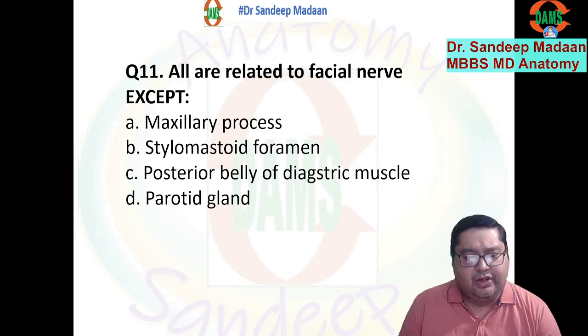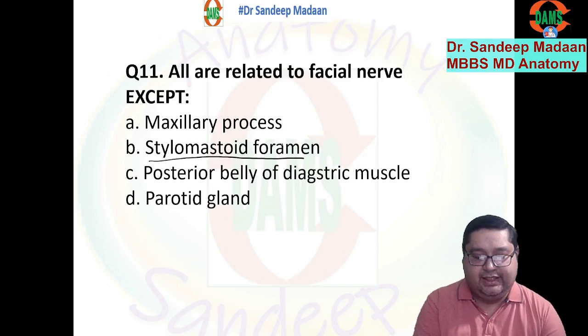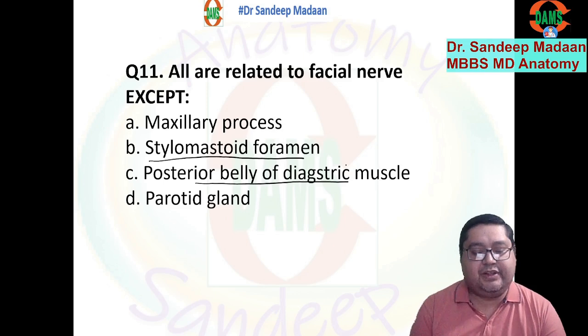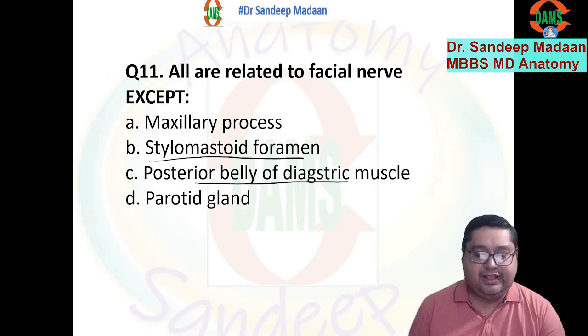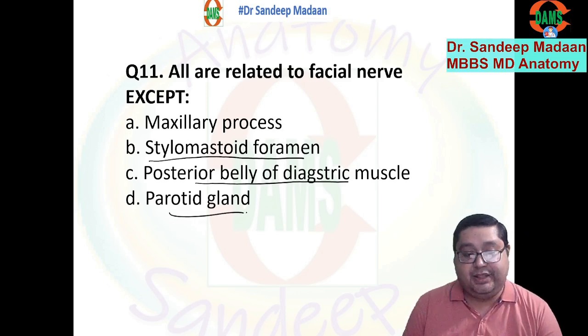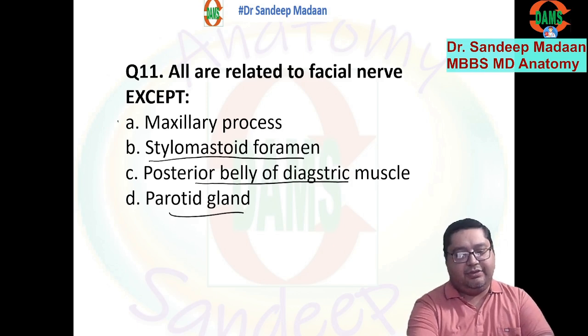Now, the next question is: all are related to the facial nerve except. This is a pretty easy type of question. We know the facial nerve exits via the stylomastoid foramen, and it also supplies the posterior belly of the digastric, because that is a derivative of the second arch. And the facial nerve passes through the parotid gland, although it won't supply it, but it is definitely related to it. But maxillary process, no. That's why A is the answer.